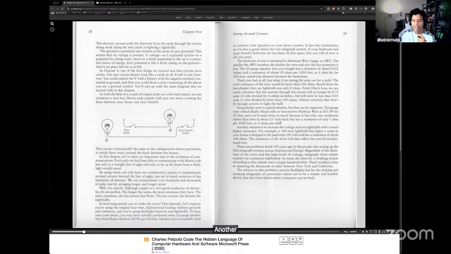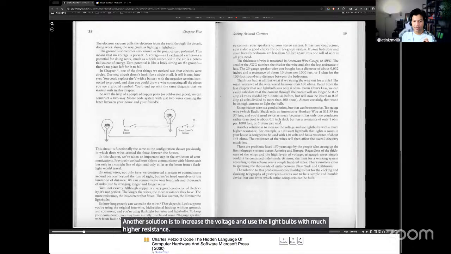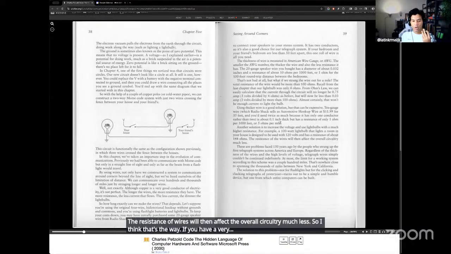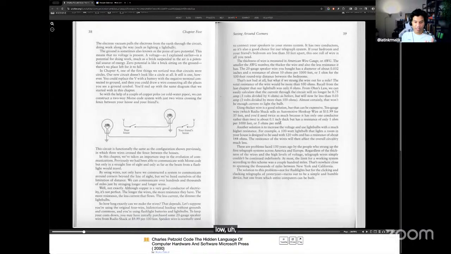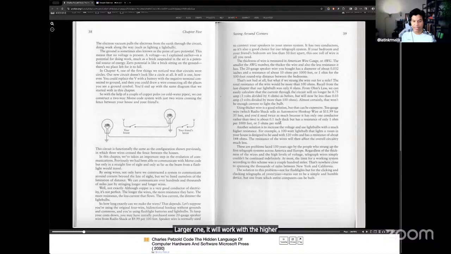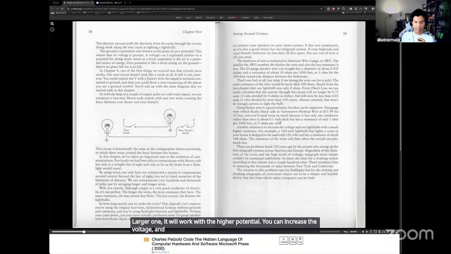Another solution is to increase the voltage and use light bulbs with much higher resistance. For example, a 100-watt light bulb that lights a room in your house is designed to be used with 120 volts and has a resistance of about 144 ohms. The resistance of wires will then affect the overall circuitry much less. So I think that's the way. If you have a very low power bulb, you will need to ensure your wiring is correct. If you have a larger one, it will work with the higher potential. You can increase the voltage and then it will work nicely.